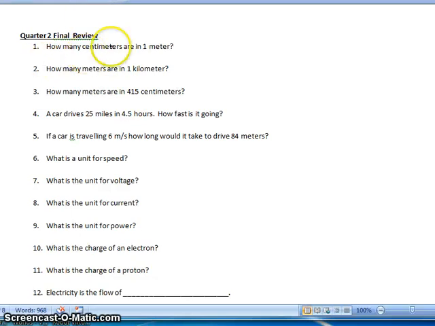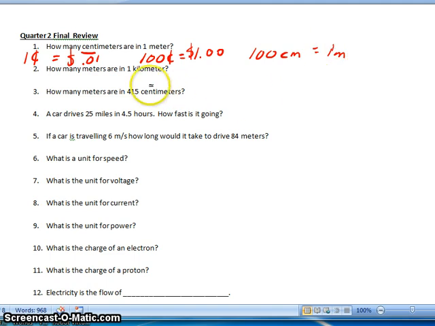Right. Number one, how many centimeters are in a meter? Well, centi means 0.01, like 0.01 cents. So we can say $0.01 is the same thing as 1 cent. How many centimeters are in 1 meter is like saying how many cents are in $1. So 100 cents is equal to $1. One way to think about that is there's 100 centimeters in 1 meter. That's the way I would think about it.